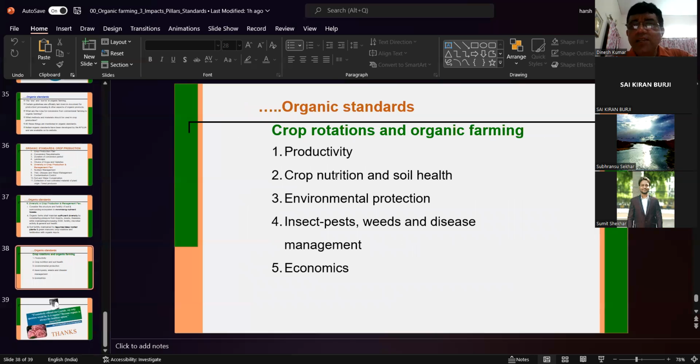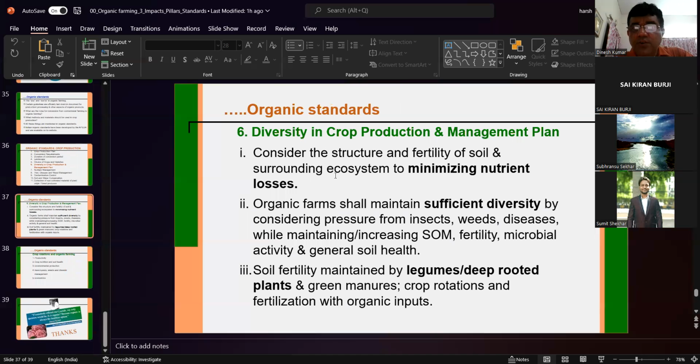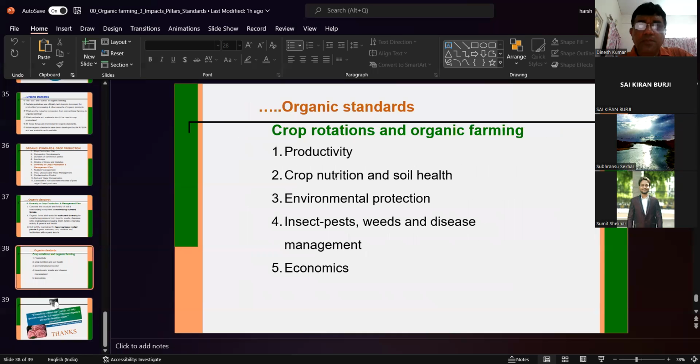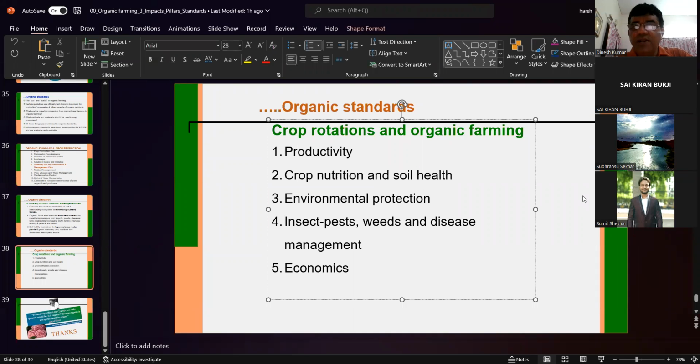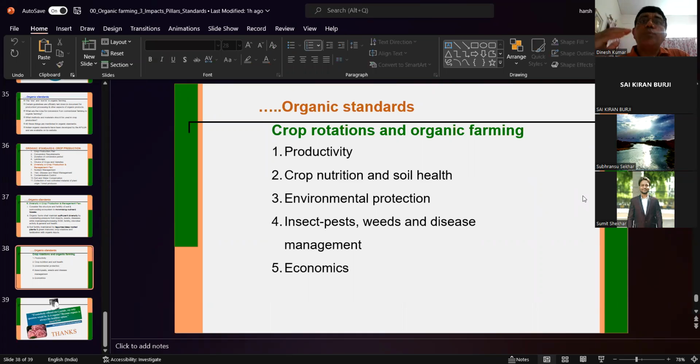Now, why these crop rotations are important in organic farming? Just now, in the last slide, you have seen the role of crop rotation or diversification. So actually, crop rotations will result in diversification, because in crop rotation, you are rotating the crop, you are changing the crop. So therefore, it will lead to diversity or diversification of the crops. So crop rotation and organic farming, it is very, very important. If you follow crop rotation, your productivity of all the crops will increase.